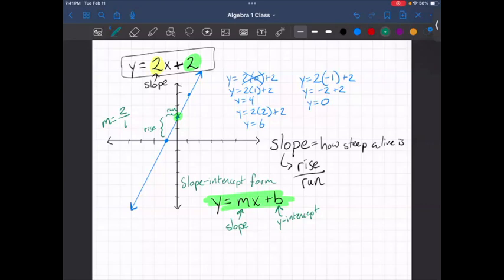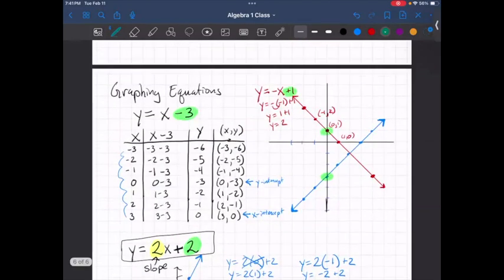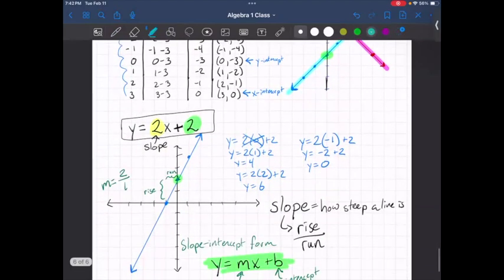Now I want to point out one more thing before we do some examples. And that is that when the slope is negative, the line goes down and to the right. And when the slope is positive, so there was a positive 1 here, the line goes up and to the right. This slope was a positive 2, and so it went up 2 and to the right 1.